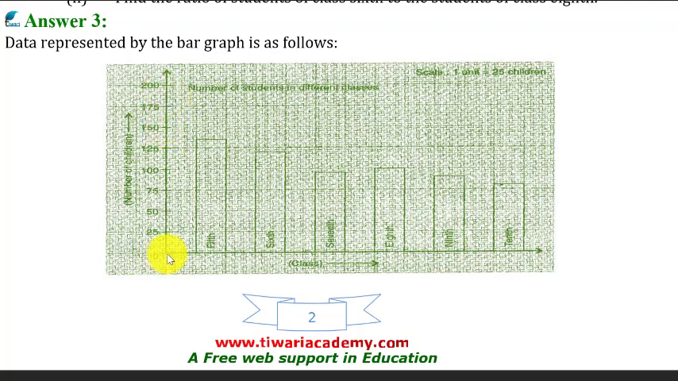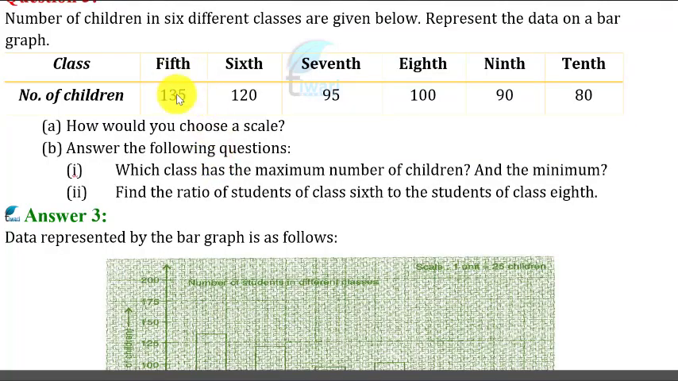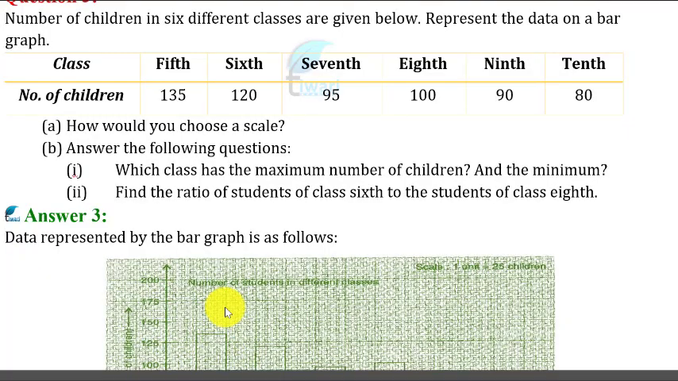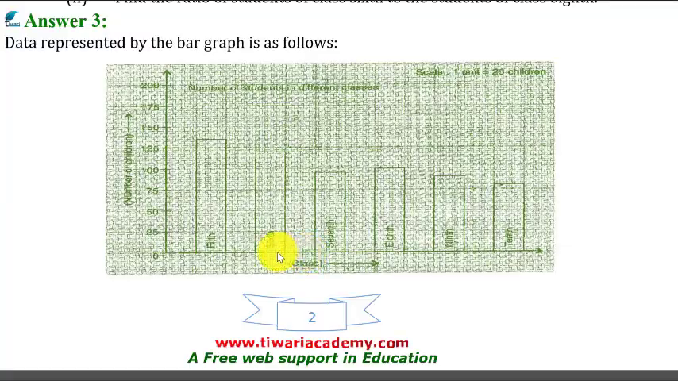So here in the x-axis, first one is the 5th standard, which will be given a value of 135. So it is 125, and then in between 125 and 150 will be 135. Just count this, you get 135 here. So just mark that, and then we can take the second one, which is 120, 6th standard. So 6th standard is 120 exactly, which is in between 100 and 125.